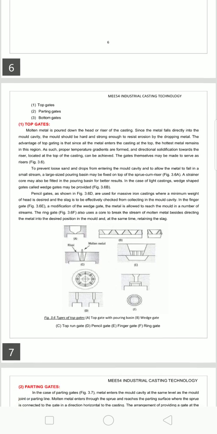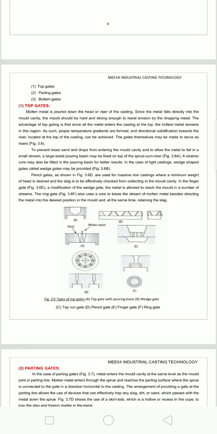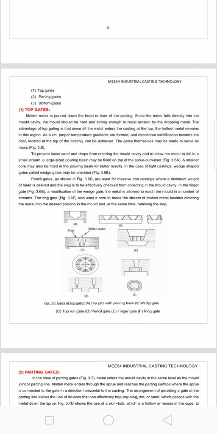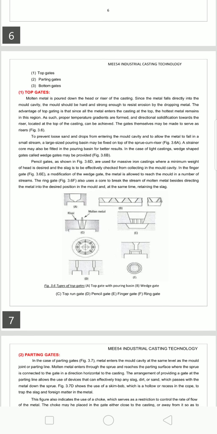Top gates are clearly shown in the figure. The molten metal is poured down the head or riser of the casting. Since the metal falls directly into the mold cavity, the mold should be hard and strong enough to resist erosion by the dropping metal. The advantage of top gating is that since all the metal enters the casting at the top, the hottest metal rises in the region. As such, proper temperature gradients are formed and a directional solidification toward the riser located at the top of the casting can be achieved. The gates themselves may be made to serve as risers.